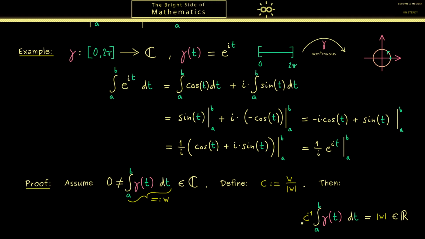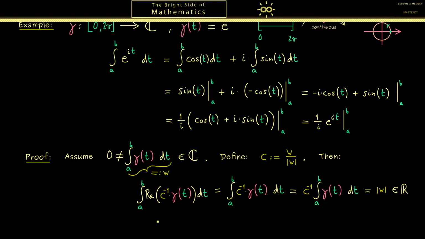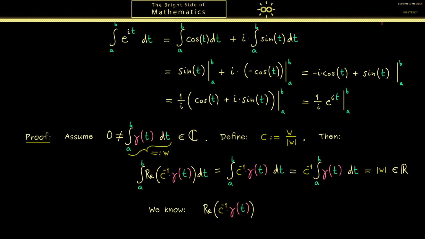Okay, then here on the left hand side we can manipulate the integral. For example, by linearity we can pull c inverse into the integral. However, now we know this integral here does not have an imaginary part. To put it in other words, by the definition of the complex integral, this is equal to the integral of the real part. Moreover, now about this real number inside the integral, we can say something. More precisely, we know that the absolute value of the real part is always less or equal than the absolute value of the complex number. This is simply a fact that holds for all complex numbers.